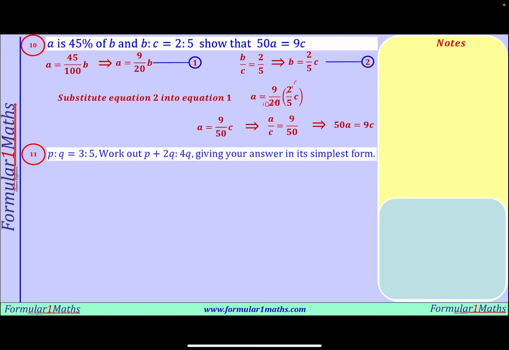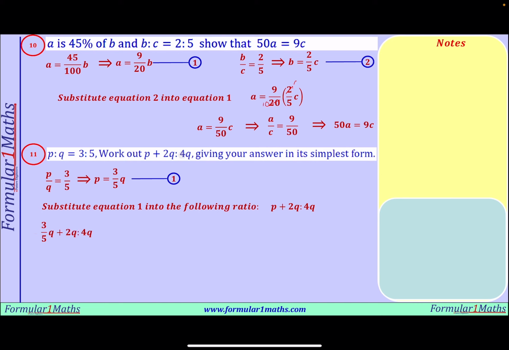So let's rewrite this ratio again in this form. And if we make P the subject, you're going to get 3 over 5 Q. And we can call that equation 1. We now go and substitute equation 1 into the following ratio, which is the same ratio here. So if we do that, we're going to get 3 over 5 Q, which is P that we got here, plus the 2Q, which is there, 2 for Q.